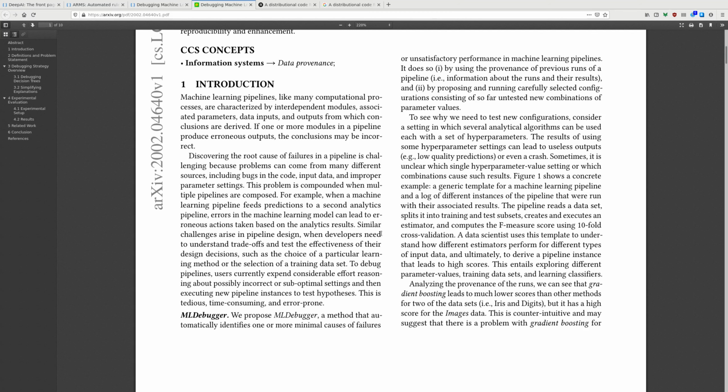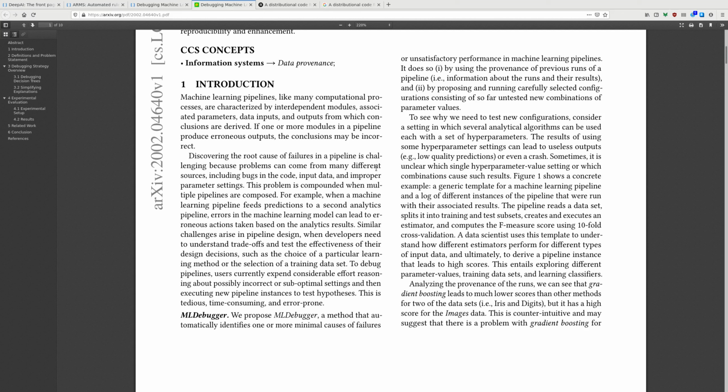Then there's this part about ML Debugger, what they propose. So they propose using the provenance of previous runs of the pipeline, and proposing a carefully selected configuration, a so far untested new combination of the parameters. To see why we need to test new configurations, consider setting several analytical algorithms to be used with each set of hyperparameters. The result of using some hyperparameter setting can lead to useless outputs, low quality predictions, or even a crash. Sometimes it is unclear which single hyperparameter setting or which combination causes such results.